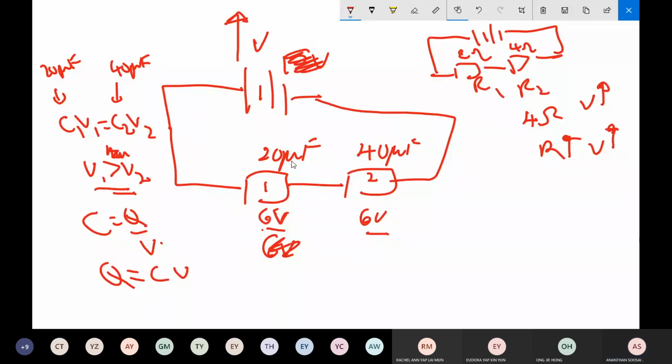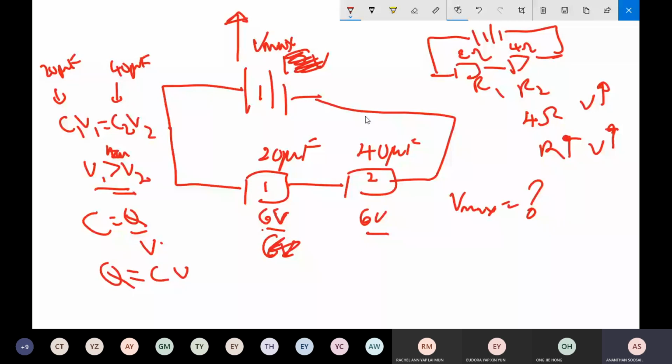So who's going to blow first? As the voltage rises, the 20 microfarad will blow first. Why? Because the smaller capacitance uses a big voltage. So the 20 microfarad will achieve 6 volt earlier. Now the question is, 20 microfarad is going to blow first. What is the V max, the maximum voltage you can apply here so that both capacitors can work without blowing?